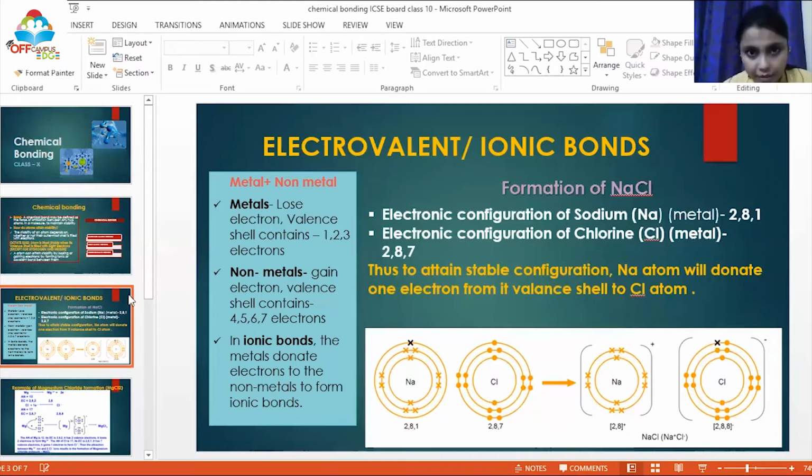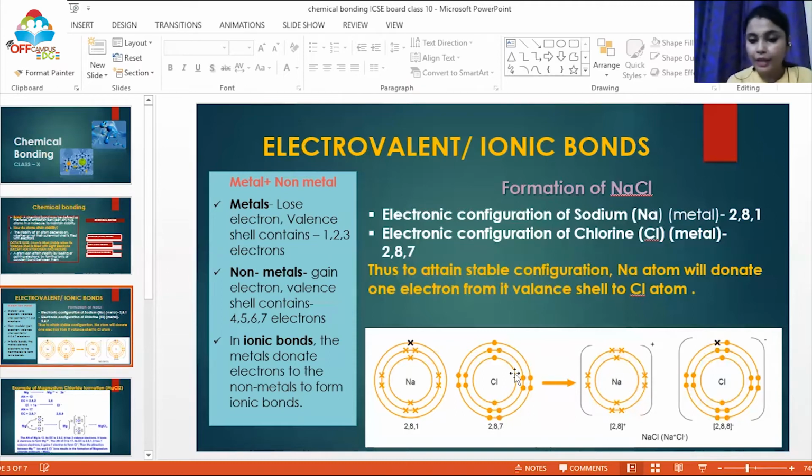The sodium metal will donate 1 electron from its valence shell to chlorine to fill up the octet. So we can see here that this Na, sodium, has donated 1 electron from its valence shell to the chlorine atom to attain the stable configuration 2, 8, and it has become Na+.